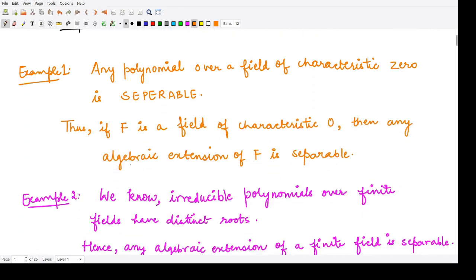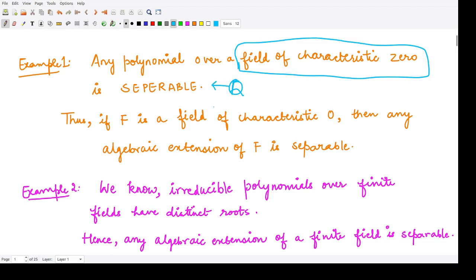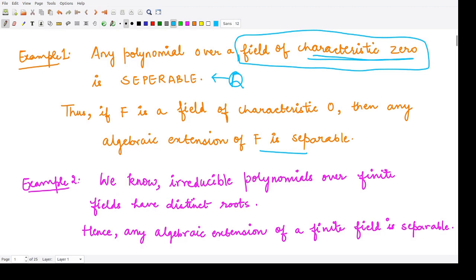So we see the examples. The first example says that a field of characteristic 0 is separable. Do you know any field of characteristic 0? That is the field of rational numbers. So this field is a separable field. The next example is that if F is a field of characteristic 0, then any algebraic extension of F is separable. This is the same thing, that means any field having characteristic 0 is separable.